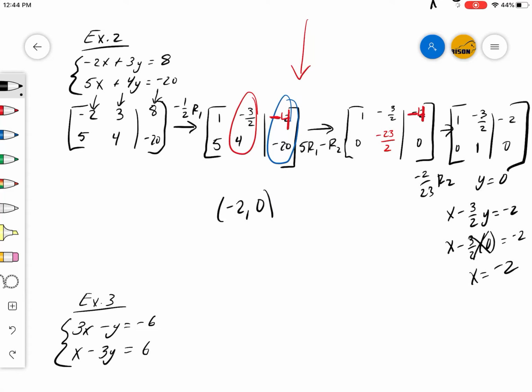Negative 2, 0. Okay? I'm sorry I messed that number up. Again, you know I like to have you all do my calculations and stuff like that. It helps keep me in check too. Okay, so hopefully that did not confuse you too much.